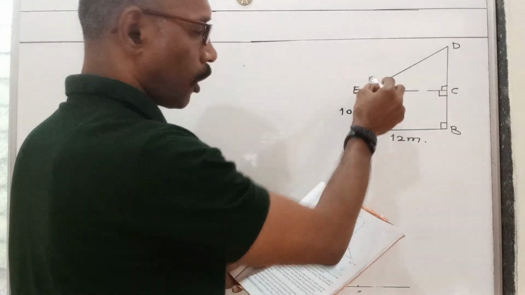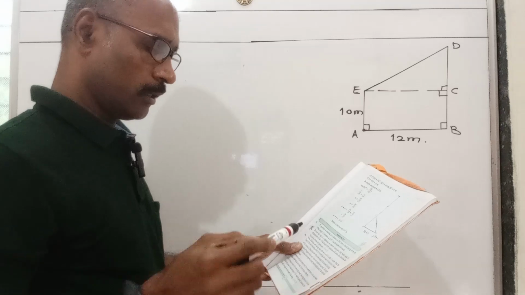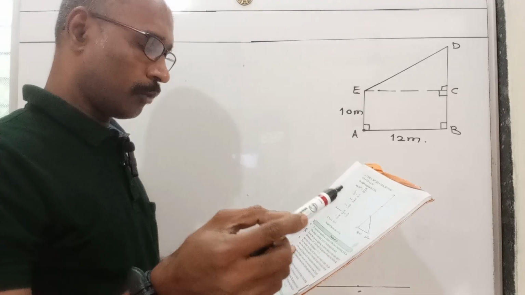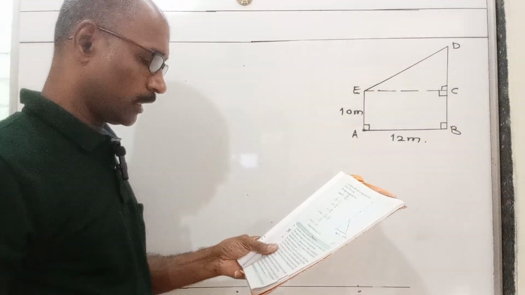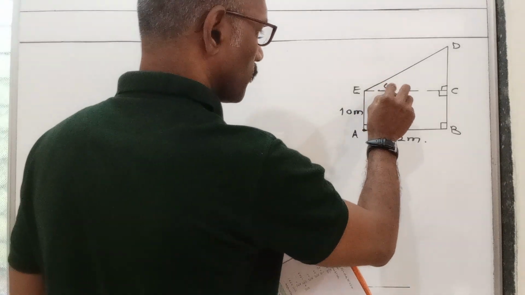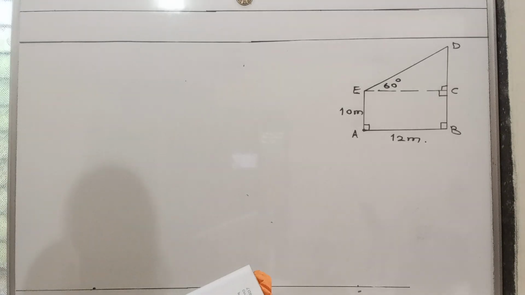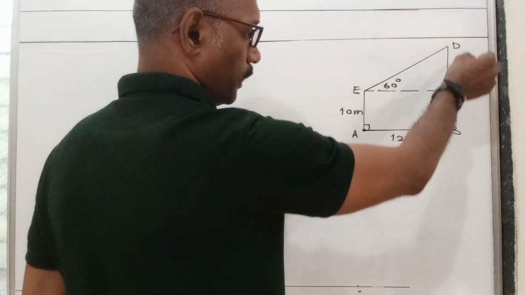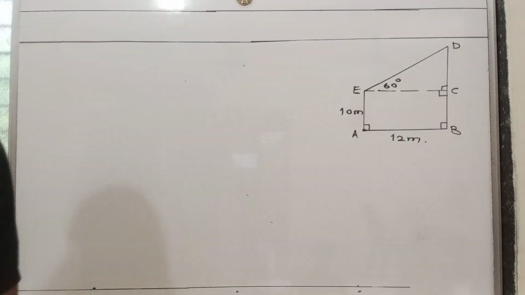Then from the top of the first building, the angle of elevation of the top of the second building is found to be 60 degree. This angle is 60 degree. Did you get it? Now, what is the height of the second building? It means the height of this second building is BD. Then we will find out the height of the second building.